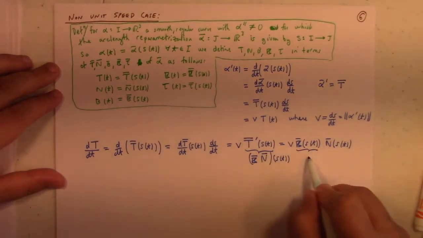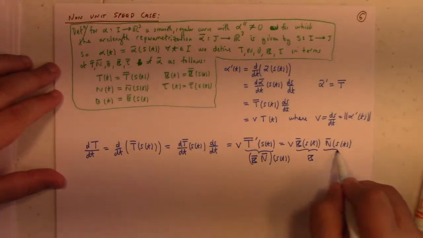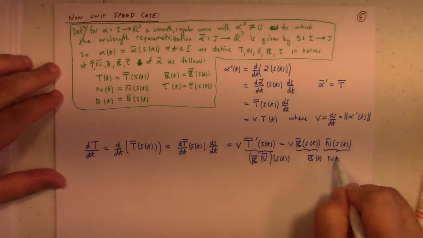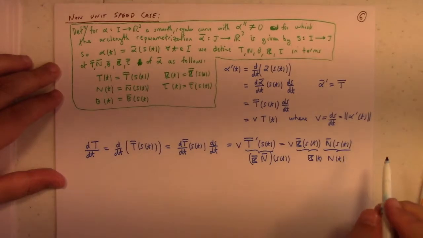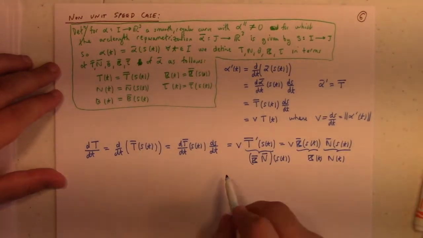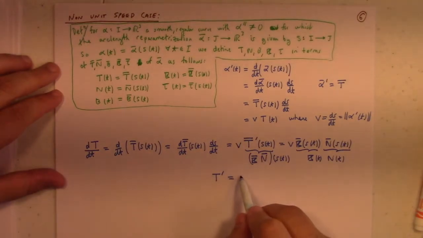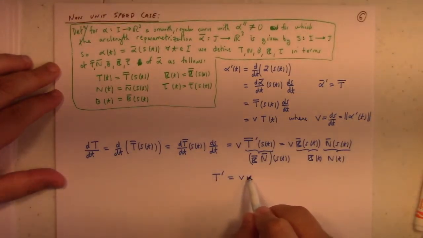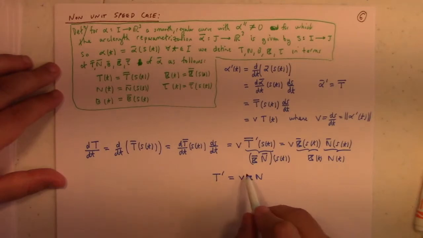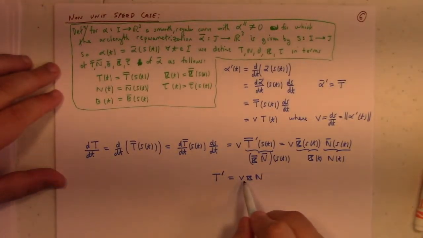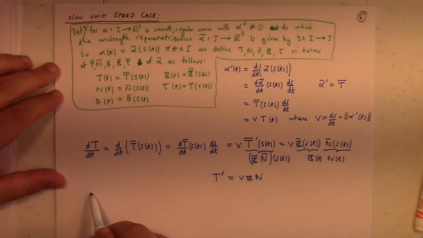But this is precisely what we define to be kappa of t, and this is precisely N of t. And so what you see is the Frenet-Serret equation for T is ever so slightly modified. It becomes the speed times kappa times N. That speed factor is new. Of course, this is consistent with our previous work because before v was 1.